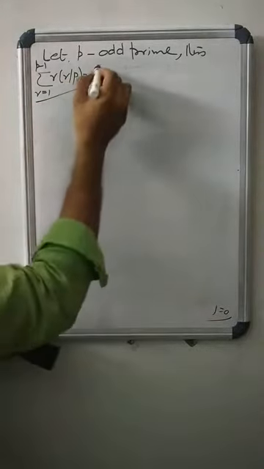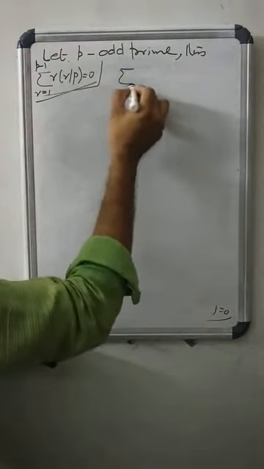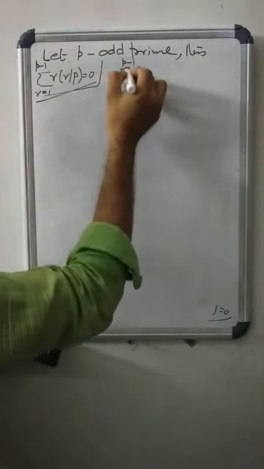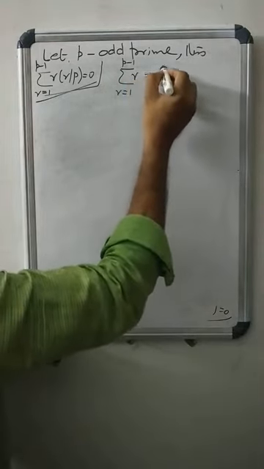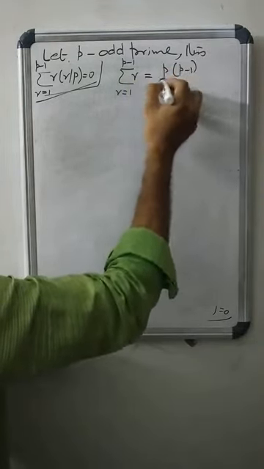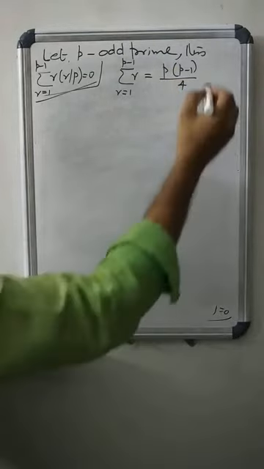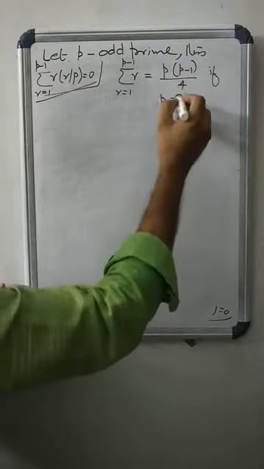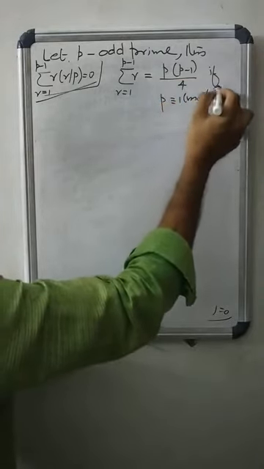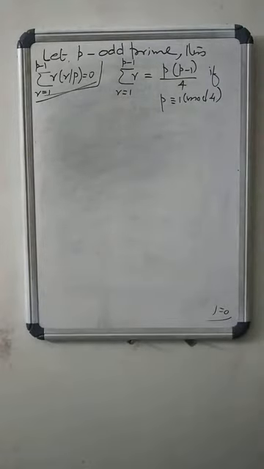Second one: if p is an odd prime, then prove that sigma r ranges from 1 to p minus 1 of r equals p into (p minus 1) by 4 if p is congruent to 1 mod 4. When p is an odd prime, then sigma r ranges from 1 to p minus 1 of r equals p into (p minus 1) by 4 if p is congruent to 1 mod 4.